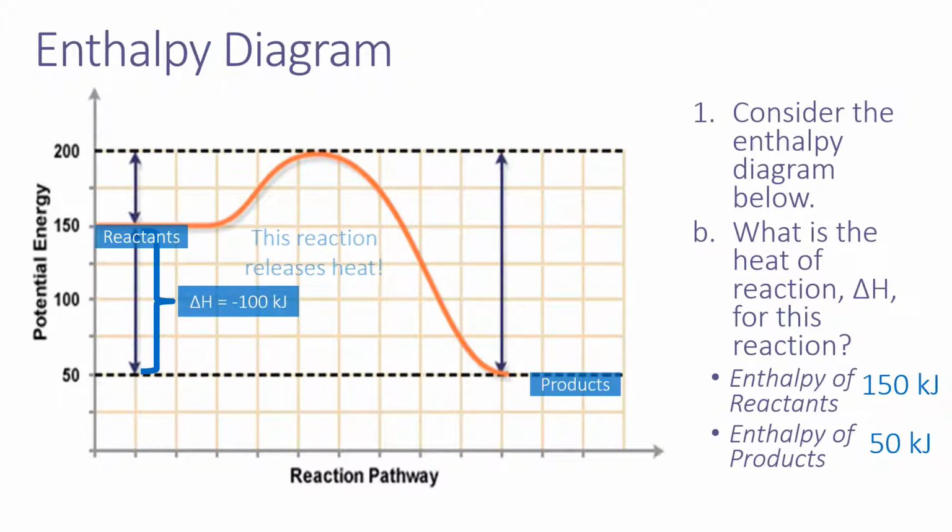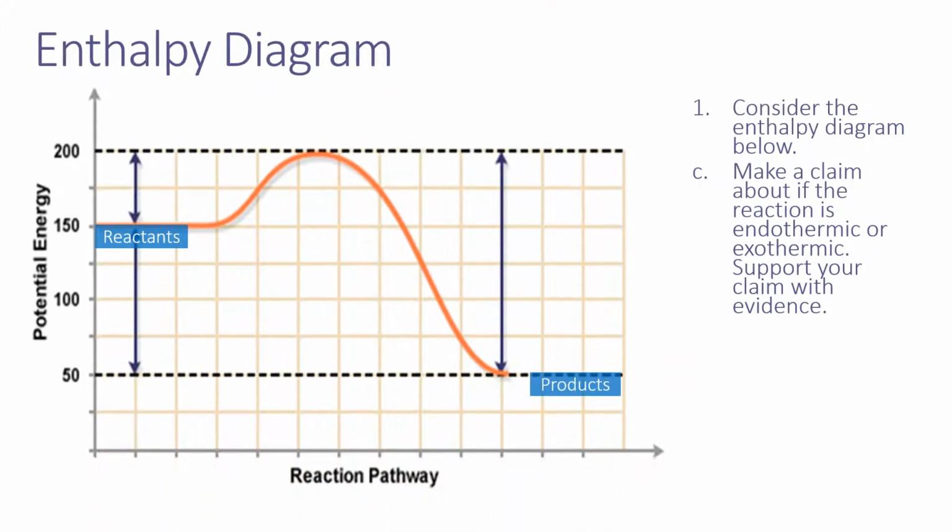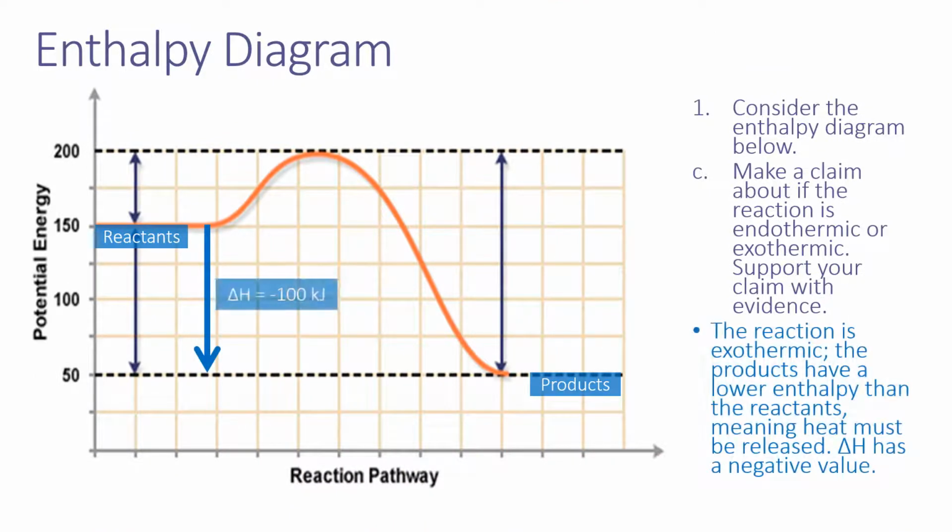So we can see that this reaction is going to release heat. The enthalpy is decreasing. So this reaction is going to be exothermic because the products have lower enthalpy than reactants, meaning that heat has to be released. So when we write delta H, we're going to include a negative sign to indicate that this is exothermic.